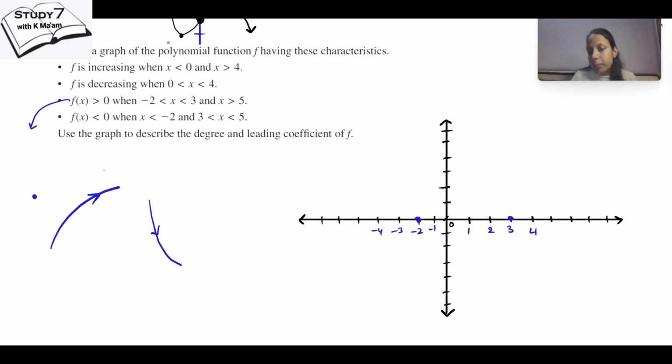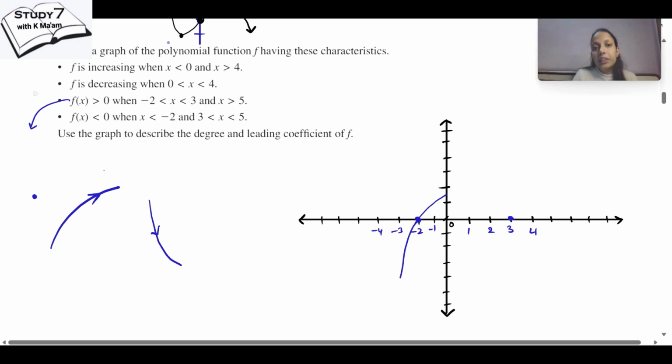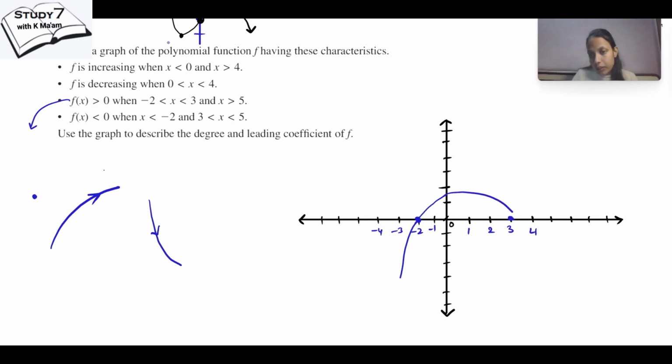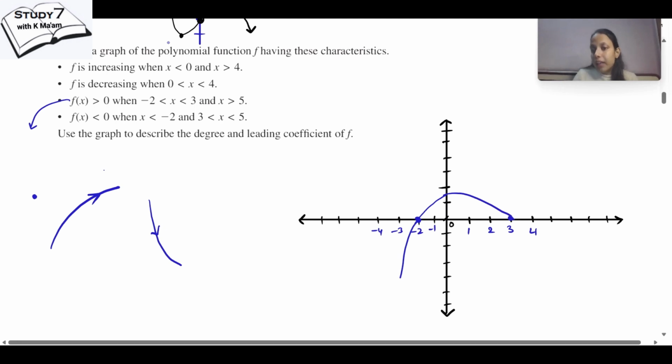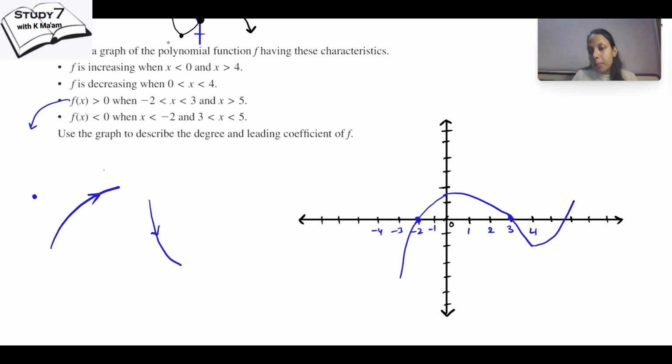That means below minus 2, or before minus 2, it was down. After this it's above. It's still above, increasing only up to 0. After 0 it's decreasing, going down. At 3 it's above the x-axis, after 3 it's below the x-axis, going down. After 4 it starts increasing again, let's go up.